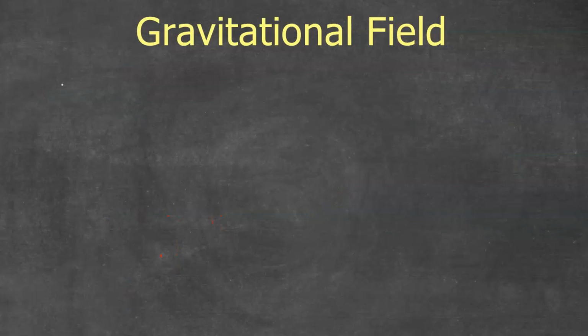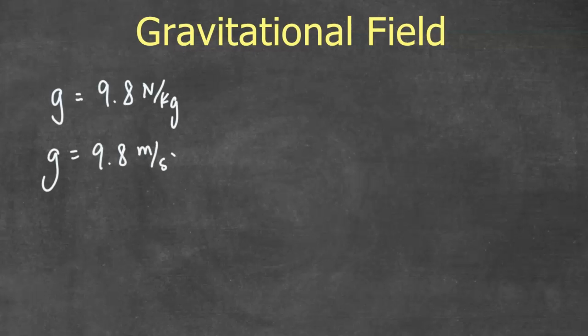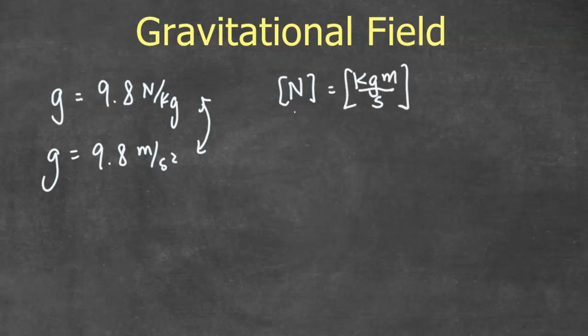Now a question you might wonder is whether or not g is 9.8 newtons per kilogram, or g is 9.8 meters per second squared. Is gravitational field the same thing as the acceleration due to gravity? So this is a great question. I want you to know that as far as the units are concerned, these two are equivalent, because a Newton is a derived unit: a kilogram meter over second squared.